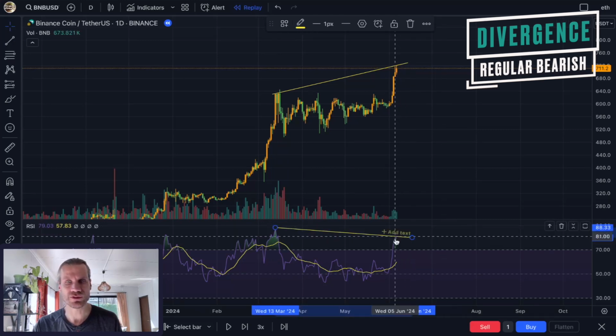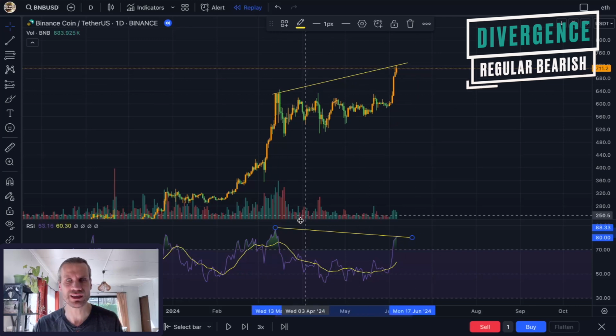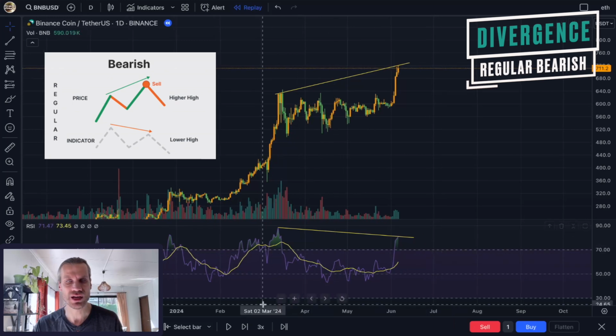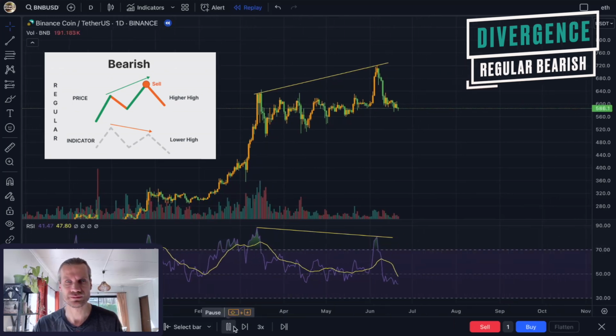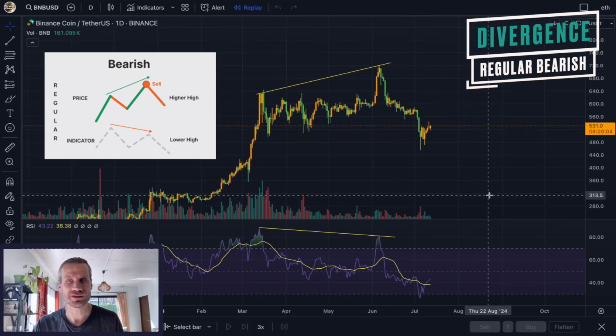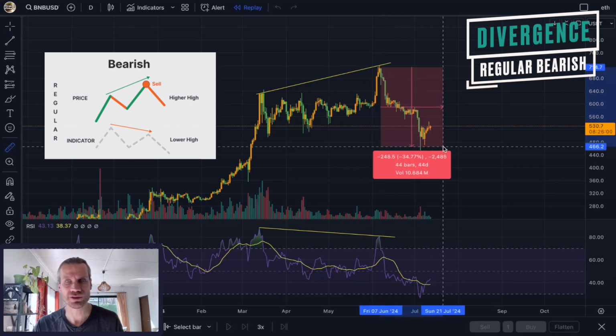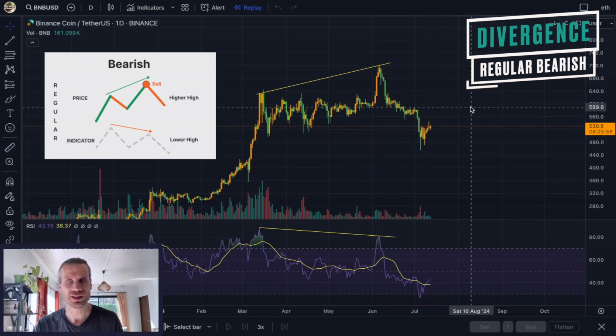Right, okay, so we've got a lower high here versus a higher high on the price action, which is creating, again, divergence. But because the line is on the top, that means it's bearish. So let's see if this bearish divergence plays out. Okay, so we had a nice move lower, which if we had caught that, would have given us 35% profits.